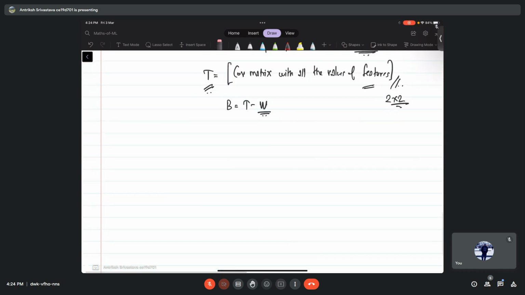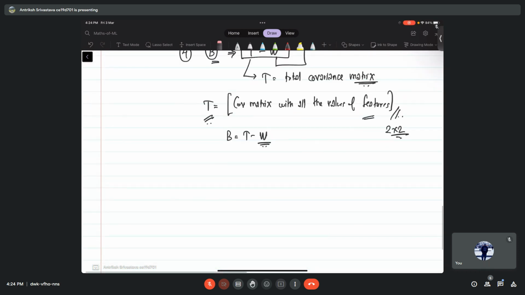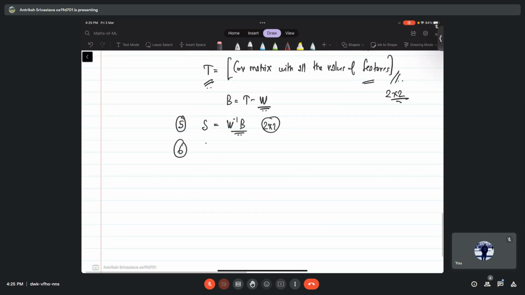And now we can easily get the S. It is W inverse into B. So this matrix again will be a 2 by 2 matrix. So step 6 will be to calculate the eigenvalues and eigenvectors of this matrix.